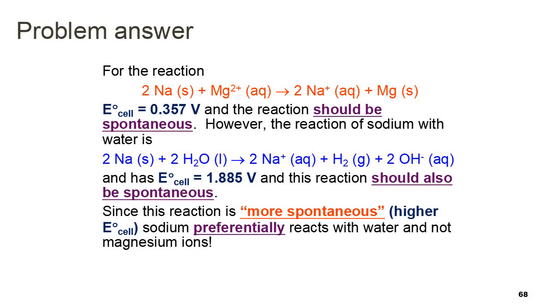Here is the answer to the problem. For the reaction, sodium atoms reduce magnesium ions and the reaction should be spontaneous. However, the reaction of sodium with water has a high standard electrode potential, and thus the reaction should also be spontaneous. Since the latter reaction is more spontaneous, sodium preferentially reacts with water and not magnesium ions.